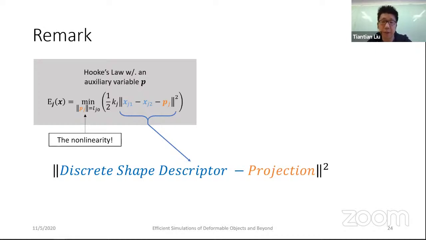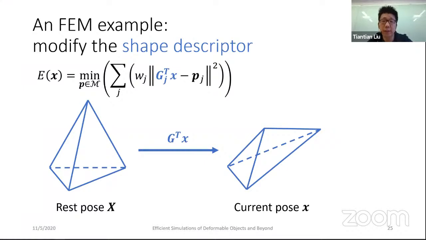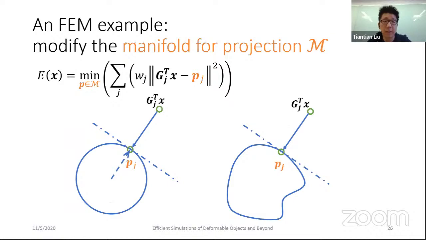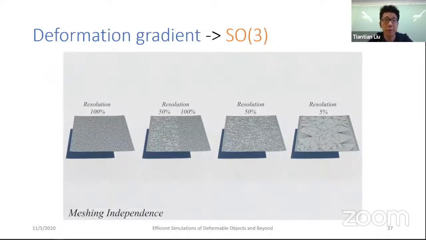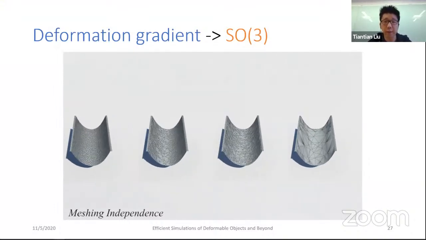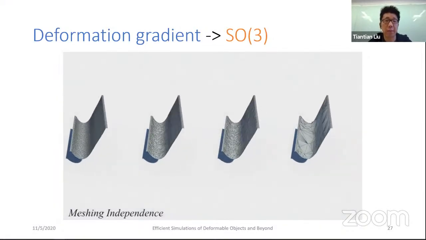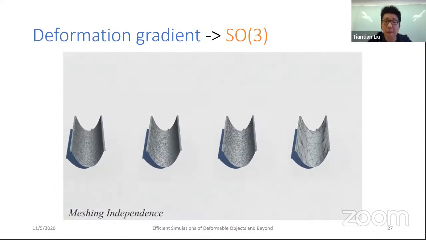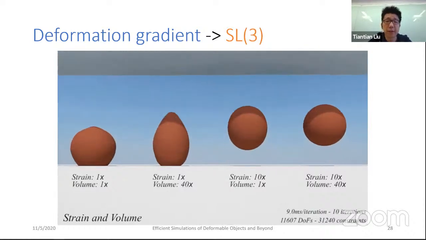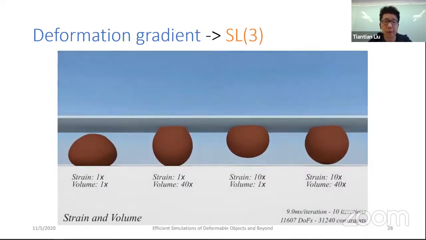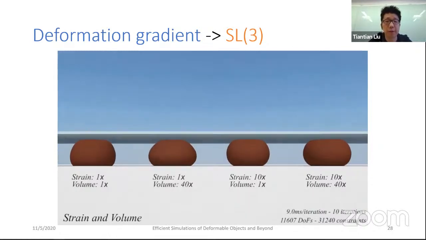For instance, we can change the shape descriptor to something else. A linear combination of the positions is a perfectly nice descriptor because it is equivalent to the deformation gradient of a tetrahedron. And we can also change the manifold for projection as well. As long as we can clearly define the distance function, we can do that. So when choosing the deformation gradient as the shape descriptor and SO3 as the target manifold, we can coherently simulate a thin sheet with different tessellations, taking advantage of the finite element theory. And we can also project the deformation gradient to SL3, which is the special linear group with unit determinant, to control the volume preservation property of a material.